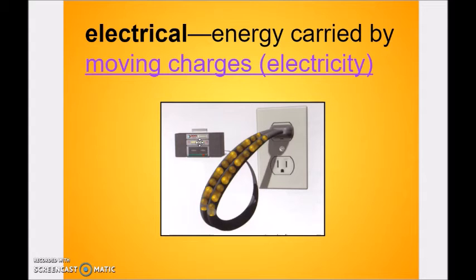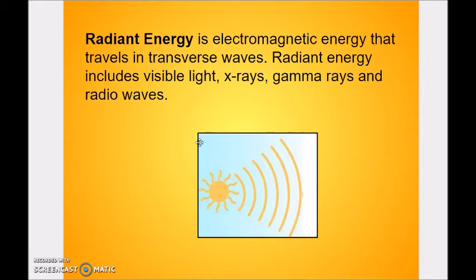Alright. Next one is radiant energy. That's electromagnetic energy that travels in transverse waves. Radiant energy includes visible light, X-rays, gamma rays, radio waves, and one type of heat is also radiant energy. So we get light and heat from the sun through radiant energy. You warm up your food in the microwave with radio waves.